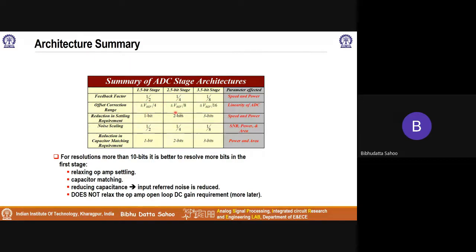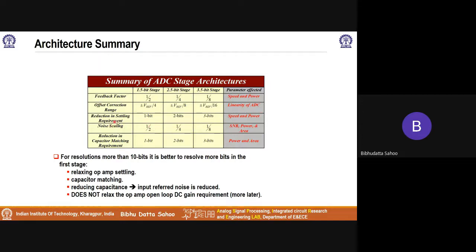This is an offset correction range. I won't get into this because the goal is not to teach pipeline ADC, but to validate the reason for how we are going to improve on the power. So it affects the linearity of the ADC.